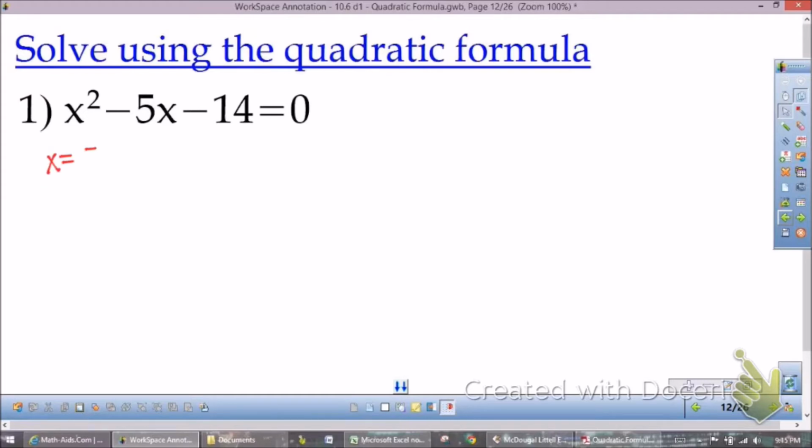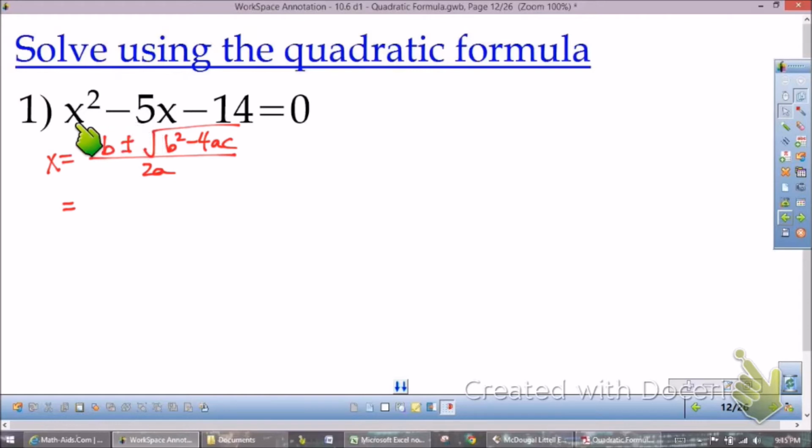X equals opposite b plus or minus the square root of b squared minus 4ac all over 2a. That's my rap version.